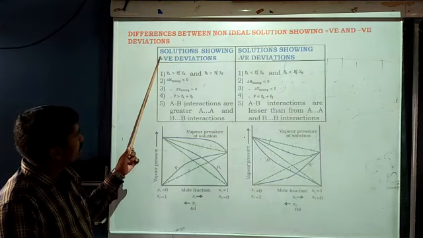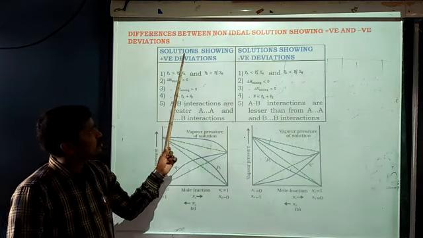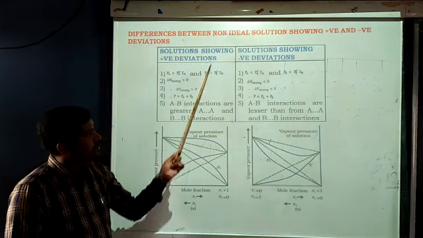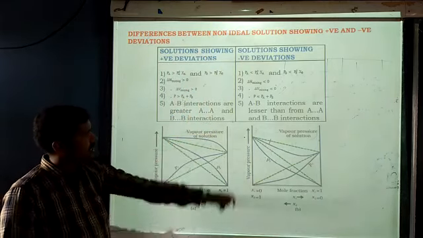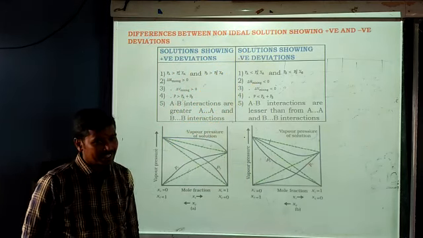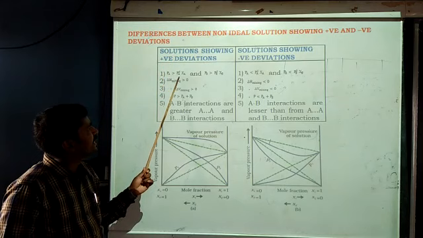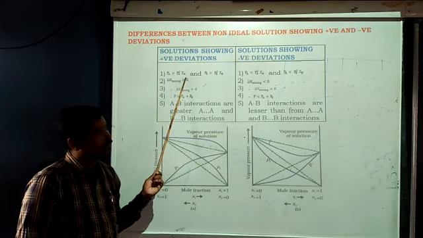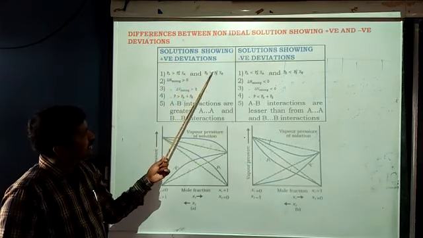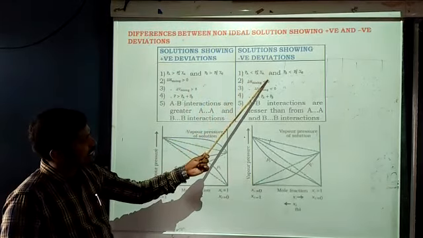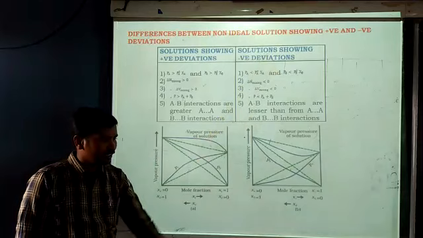Come to the first one: non-ideal solutions showing positive deviations. In this column I will consider non-ideal solutions showing negative deviation. Look at it. Positive means what? PA should be greater than PA naught XA, and PB greater than PB naught XB. For negative, PA is less than PA naught XA, and PB is less than PB naught XB.